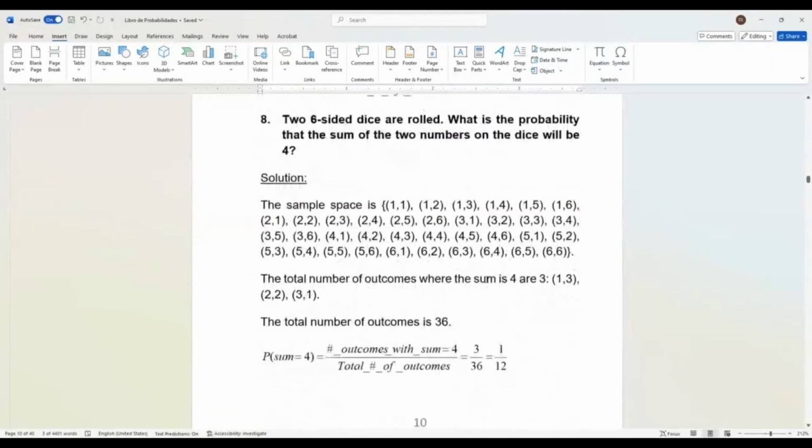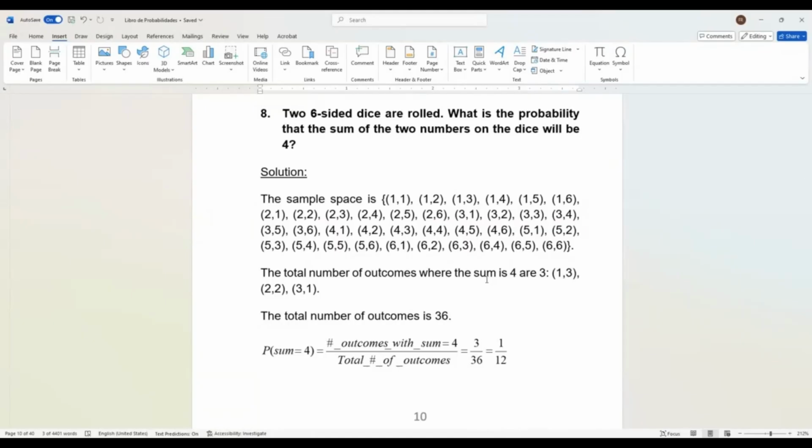2 6-sided dice are rolled. What is the probability that the sum of the 2 numbers on the dice will be 4? Well, this is interesting. The sample space is given there. So what does this sample space mean? For example, this outcome is: the number on the first die is 1, the number on the second die is 1. This outcome shows that the number on the first die is 1, the number on the second die is 2. And like that.